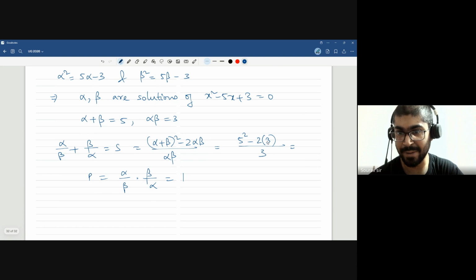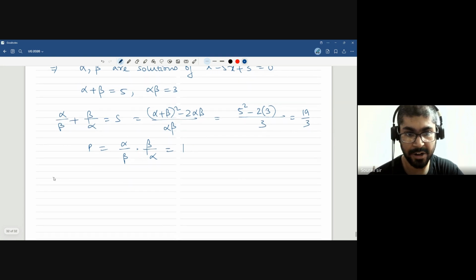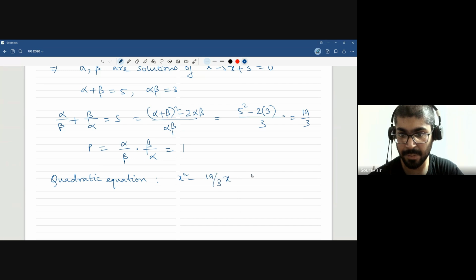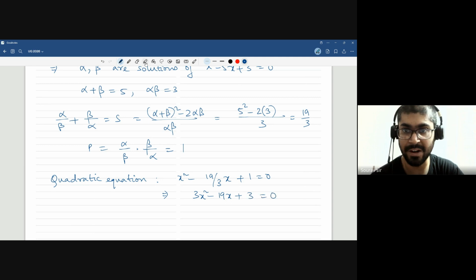What is it? 25 minus 6 by 3. So this is 19 by 3. So quadratic equation, you cannot take this long to solve a problem. Quadratic equation is x square minus 19 by 3x plus 1 is equal to 0, which means 3x square minus 19x plus 3 is equal to 0. That will be your final answer.